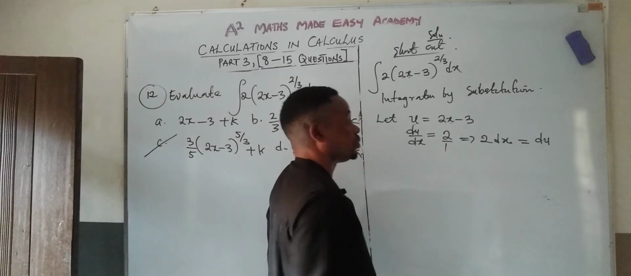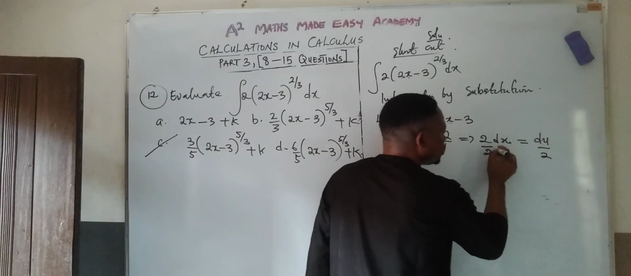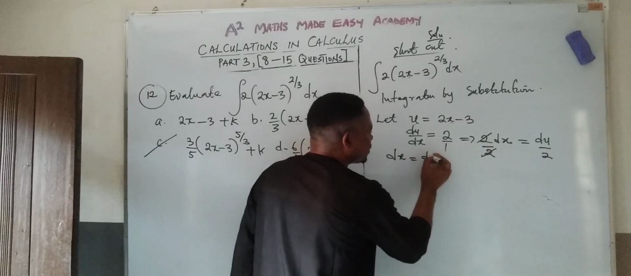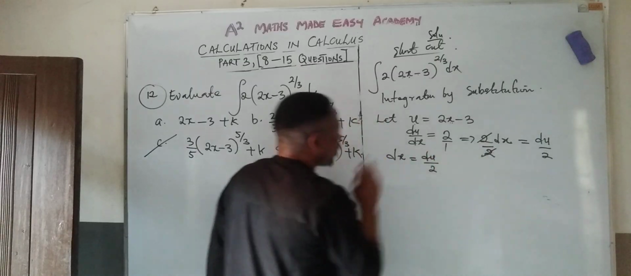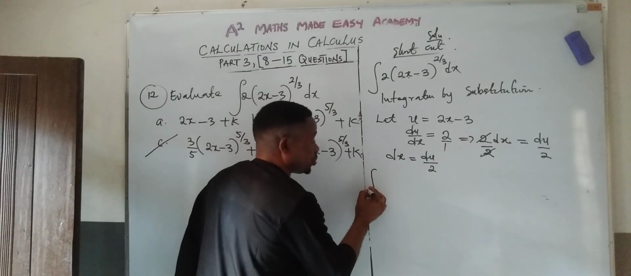Then make x the subject of the formula. That is why we call it the substitution method. I will divide this by 2, and divide this by 2. 2 will cancel 2. So what remains is dx, and dx is du all over 2. We have done that. Next thing is to go back to the question, are you with me, and substitute.